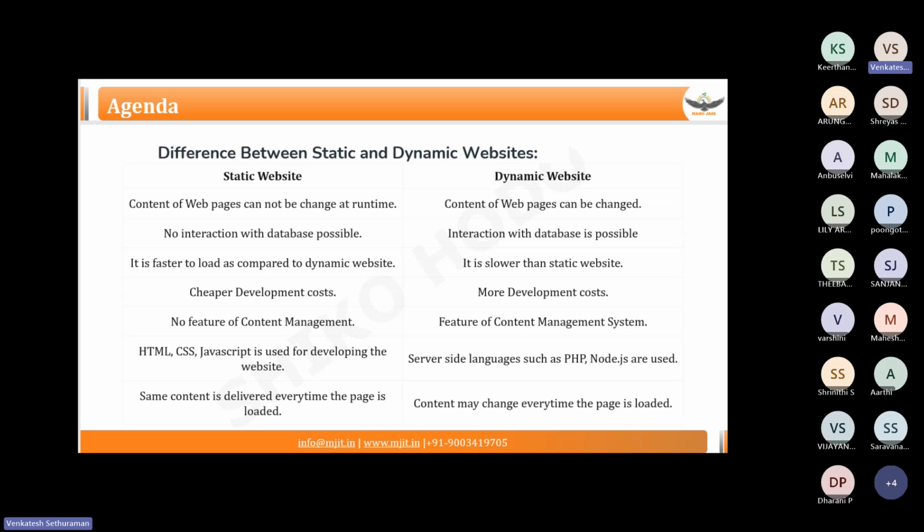Content of web pages cannot be changed at runtime, that is the static website. Content of web pages can be changed frequently, that is the dynamic website. For static, there is no database interaction. For dynamic, it interacts with the database. Static is faster and cheaper; dynamic is slower and costs more. No feature for content management in static; dynamic has a content management system. The same content is delivered every time in static; in dynamic, content may change every time the page is opened. This is the main difference between static and dynamic websites.